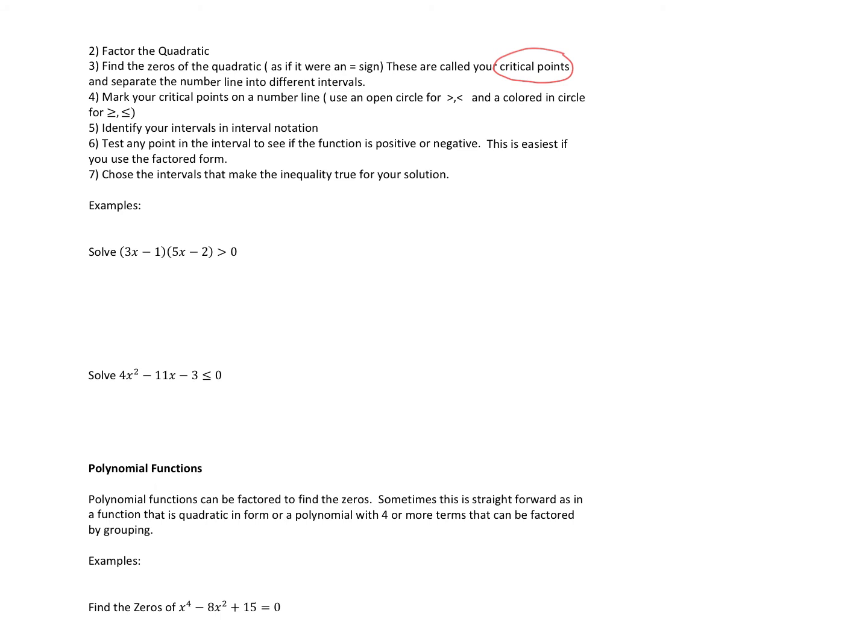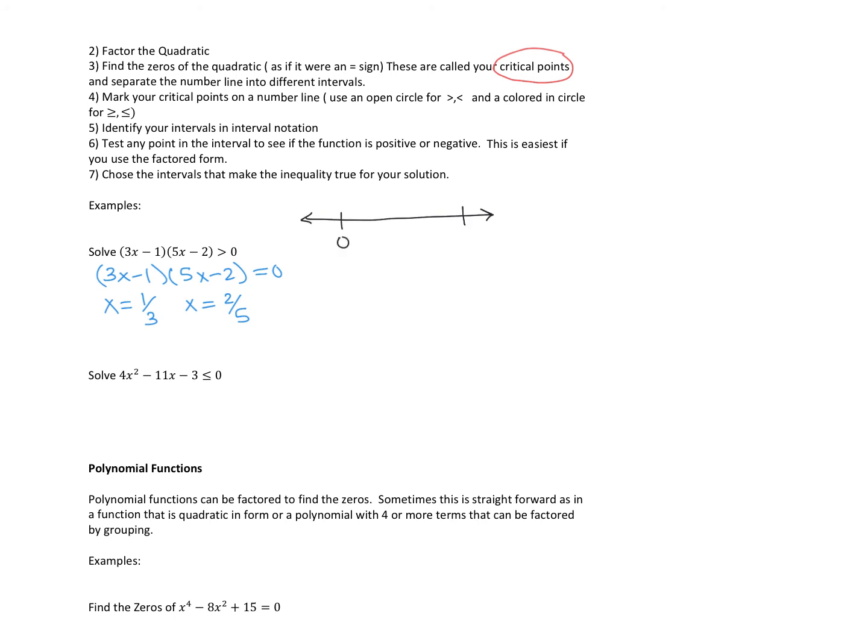So I have two examples here. The first one is already factored, so that makes things easy. We're going to assume that this is in fact equal to 0, and we'll find our critical points to be 1/3 and 2/5. So the next part of this is to put these numbers on a number line.